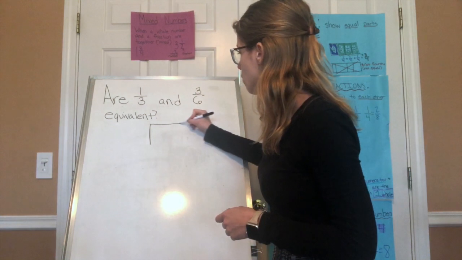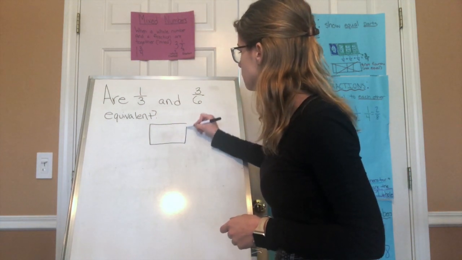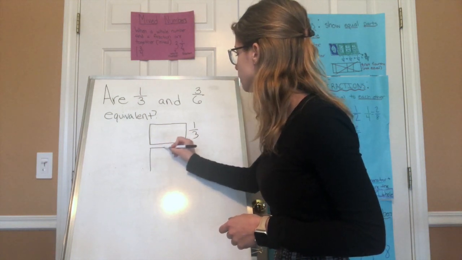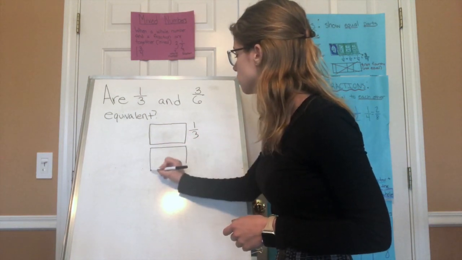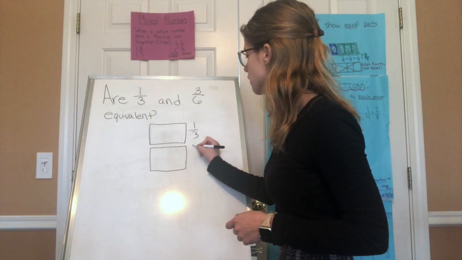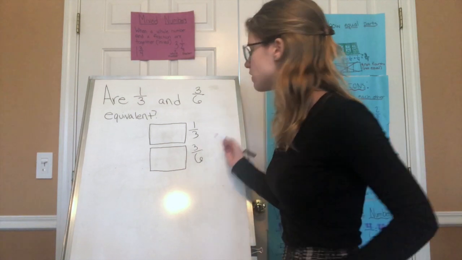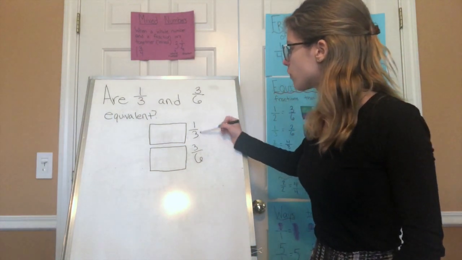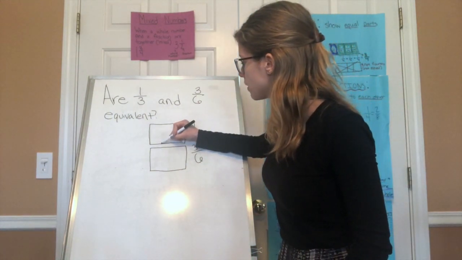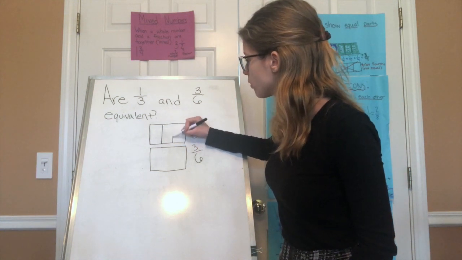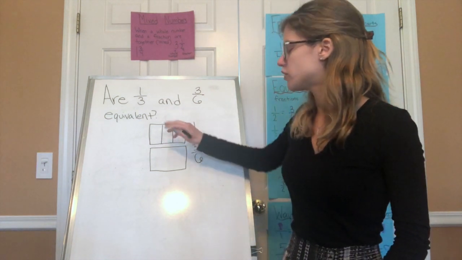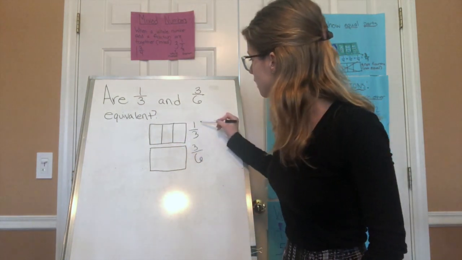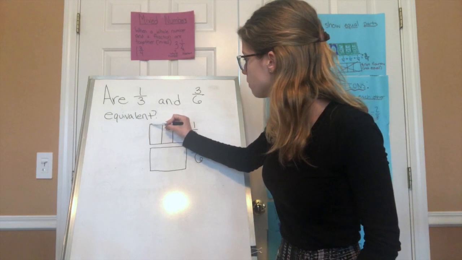So I would make one fraction bar to show 1/3 and another fraction bar to show 3/6. And I need to make sure that they're the same size because I'm comparing the same amount of the whole. So for 1/3, I'm going to separate it into 3 equal parts by drawing 2 lines to show 3 equal parts, and then shading it in just 1 part.